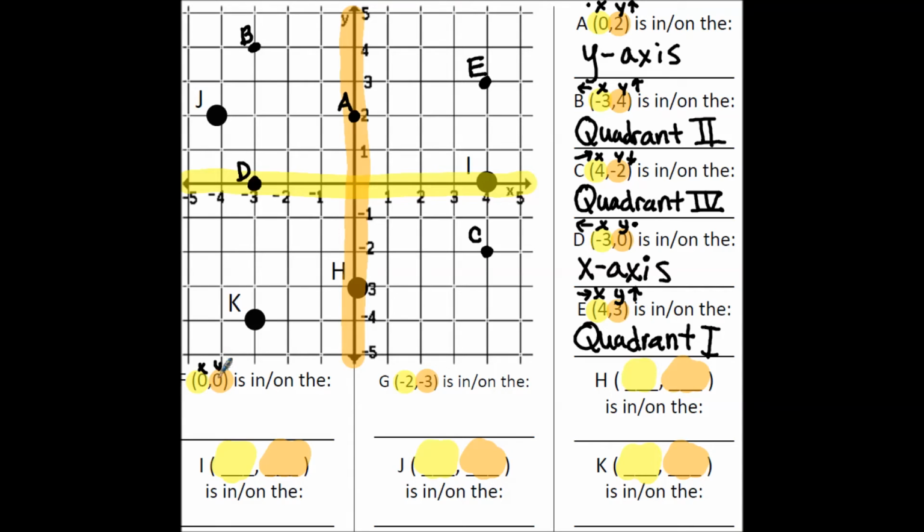So we have our x coordinate and our y coordinate, and both of those coordinates are 0. So we're not going to move to the left or right, and we're not going to move up or down. This point, or point F, is going to be drawn in the center, and that is at the origin.